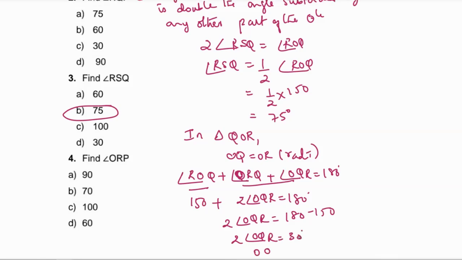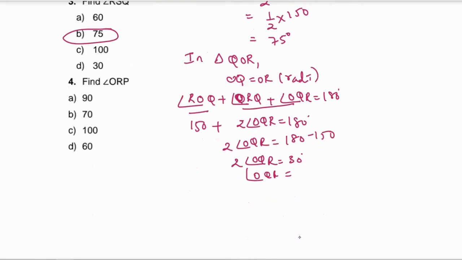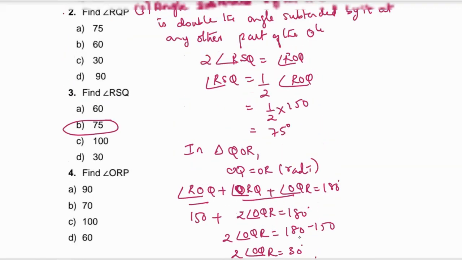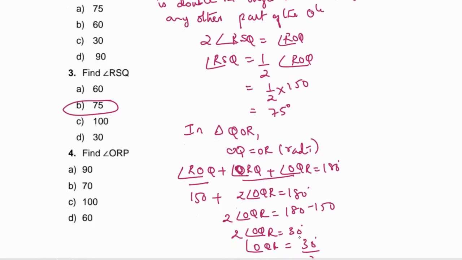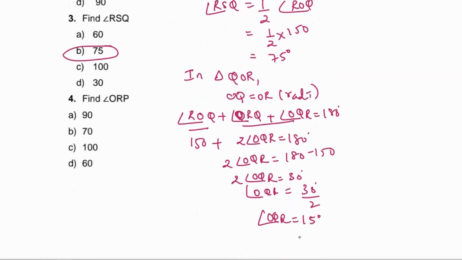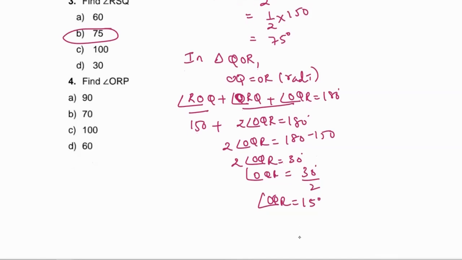So now OQR will be 30 divided by 2, that is, OQR is 15 degrees. But here we don't have that option. So OQR is 15. Then OQP is 90 degrees.